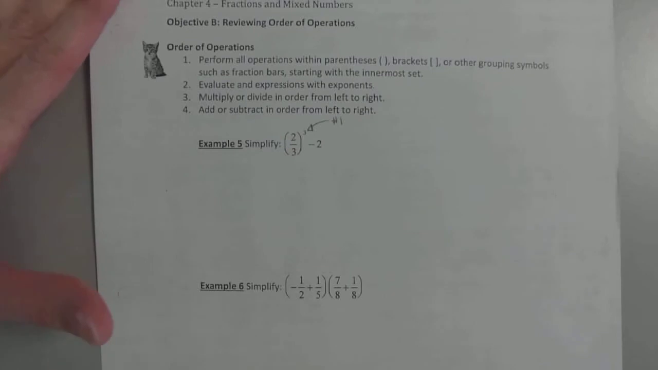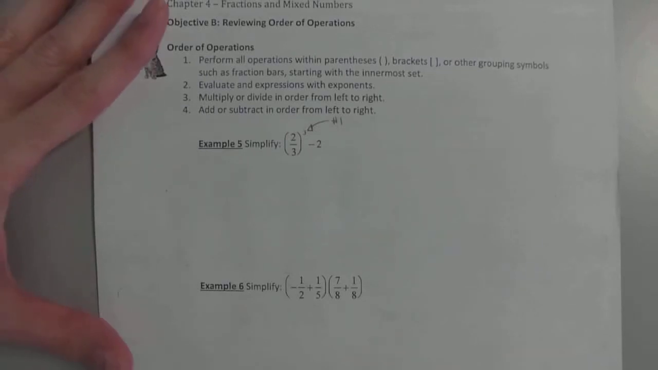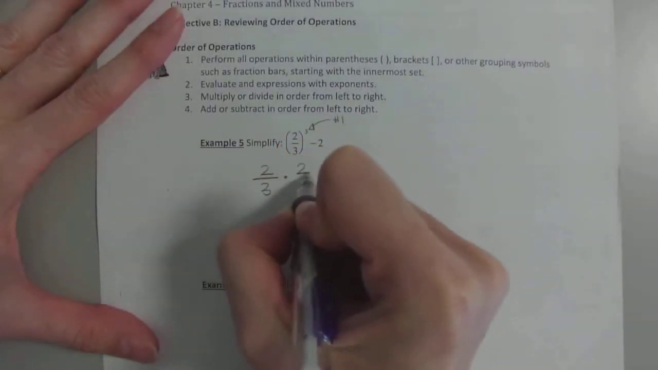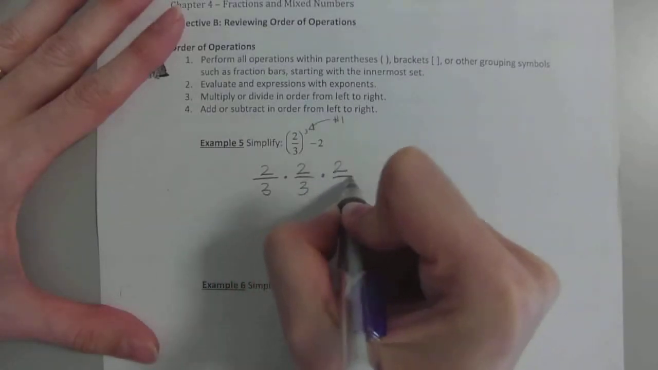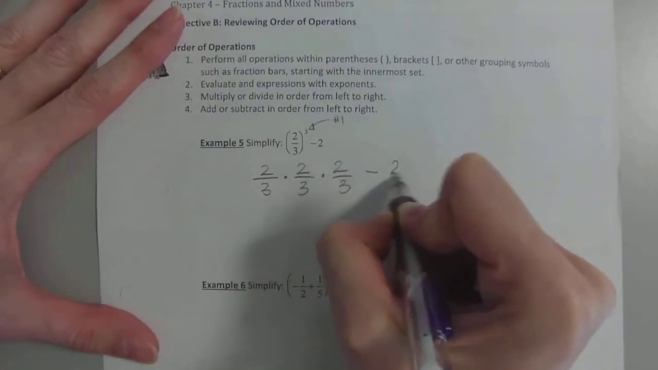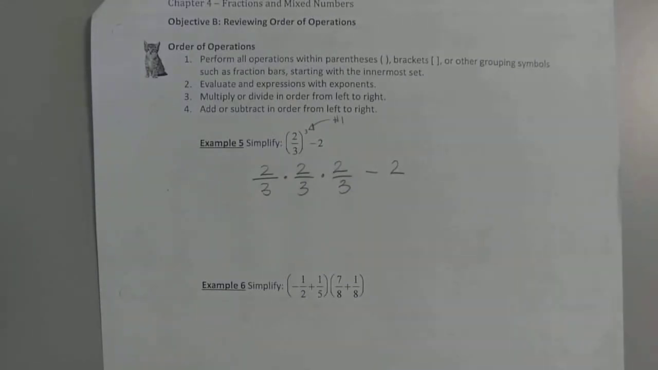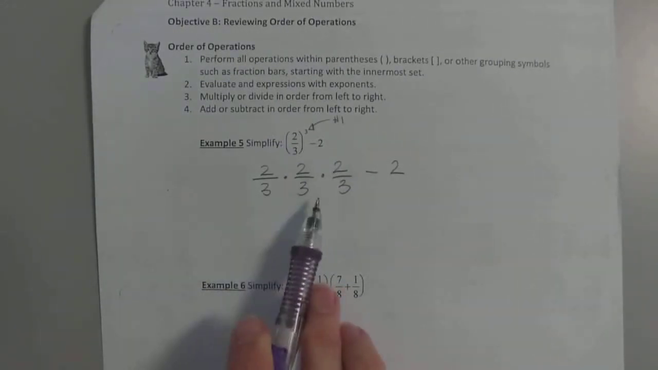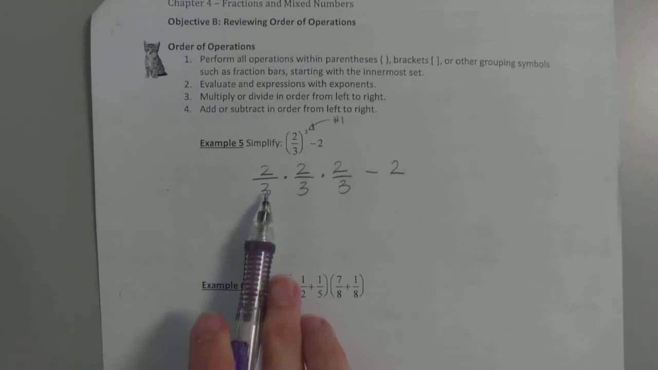So looking at this one, what are we going to do first? Correct. Yep, and what does our parentheses have? A cube. So this is step number 1. So what does 2/3 to the third power mean? Yep, 2/3 times 2/3 times 2/3. So let's just write it that way. 2/3 times 2/3 times 2/3, and who's hanging out at the end?